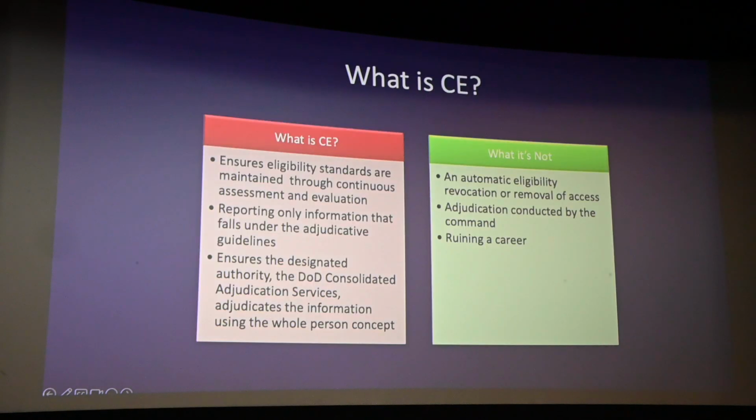Slide, please. Okay, so what is CE? It ensures that eligibility standards are maintained through continuous assessment and evaluation, reporting only information that falls under the adjudicated guidelines, and ensures the designated authority and DoD consolidated adjudication services adjudicates the information using the whole person concept. What is not automatic eligibility revocation adjudication conducted by the command?